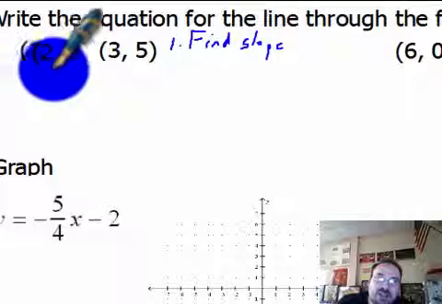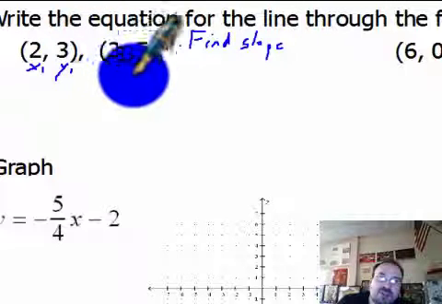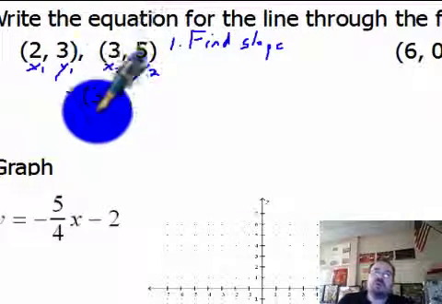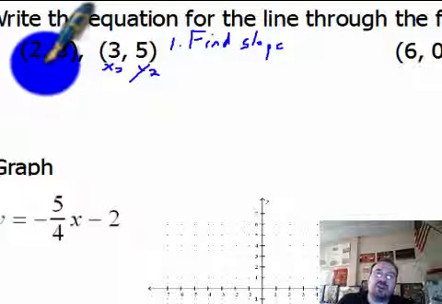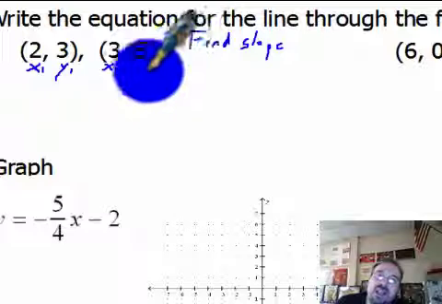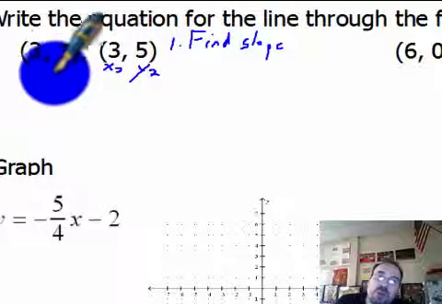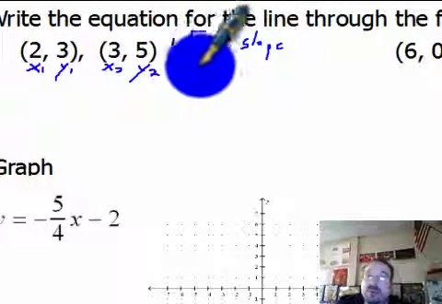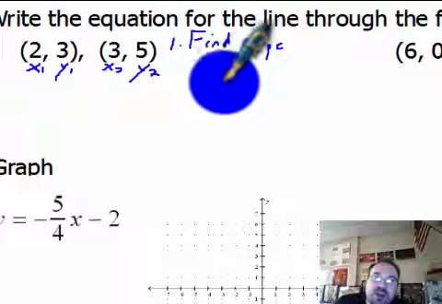So let's label these x1, y1 and x2, y2. And if you label them differently, it really doesn't matter as long as you have the 1's together and the 2's together, and as long as you go xy, xy. You could put both 2's over here and both 1's over there. You're still going to get the same slope value eventually.